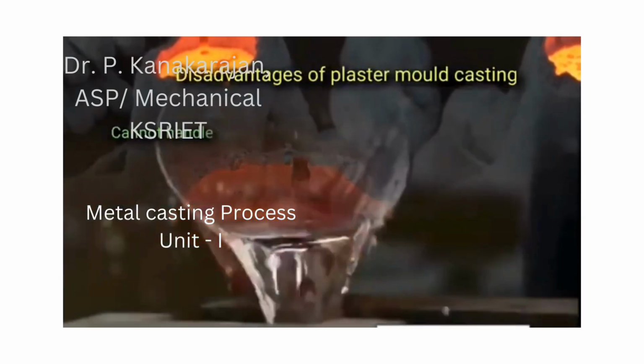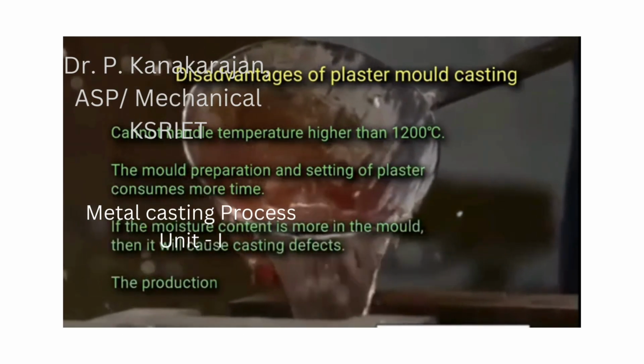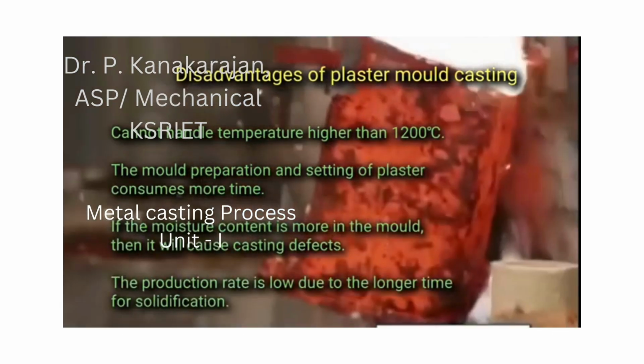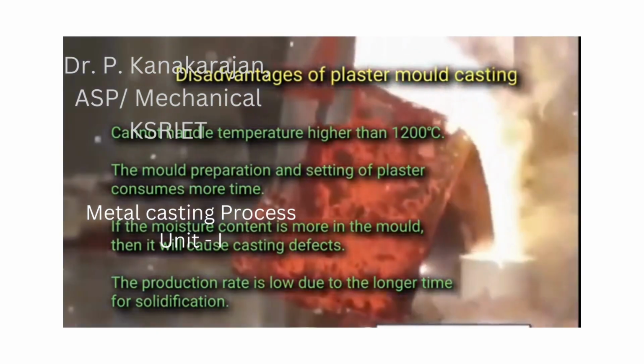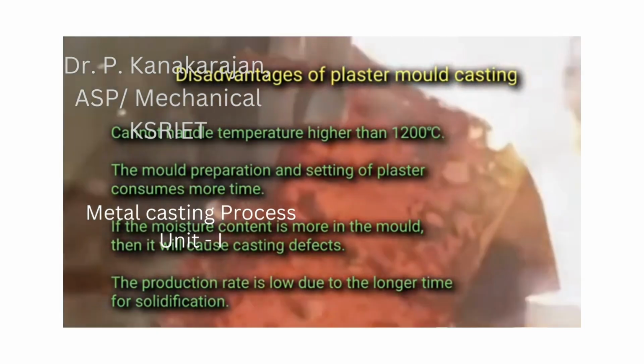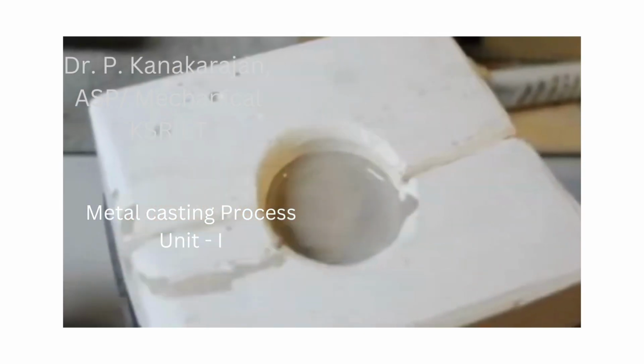Disadvantages of plaster mold casting. Cannot handle temperature higher than 1200 degrees Celsius. The mold preparation and setting of plaster consumes more time. If the moisture content is more in the mold, then it will cause casting defects. The production rate is low due to the longer time for solidification.